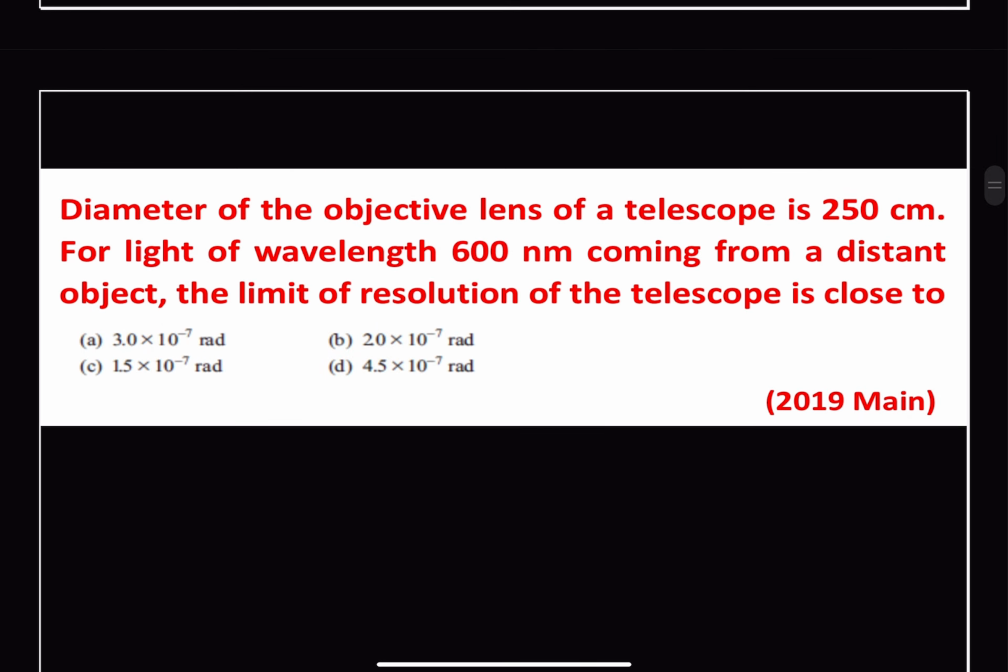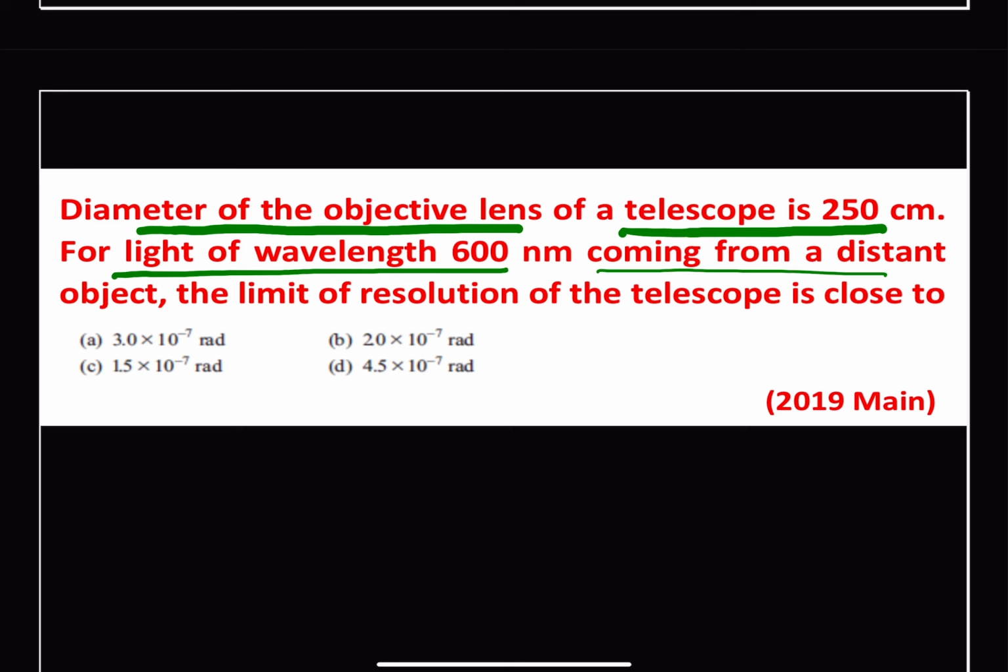It is almost similar but with a resolution limit. Here it is given that the diameter of an objective lens of a telescope is 250 centimeter, for light of wavelength 600 nanometer coming from a distant object. The limit of resolution of the telescope is close to? And the limit of resolution, we already know the formula, that is 1.22 lambda divided by small d.